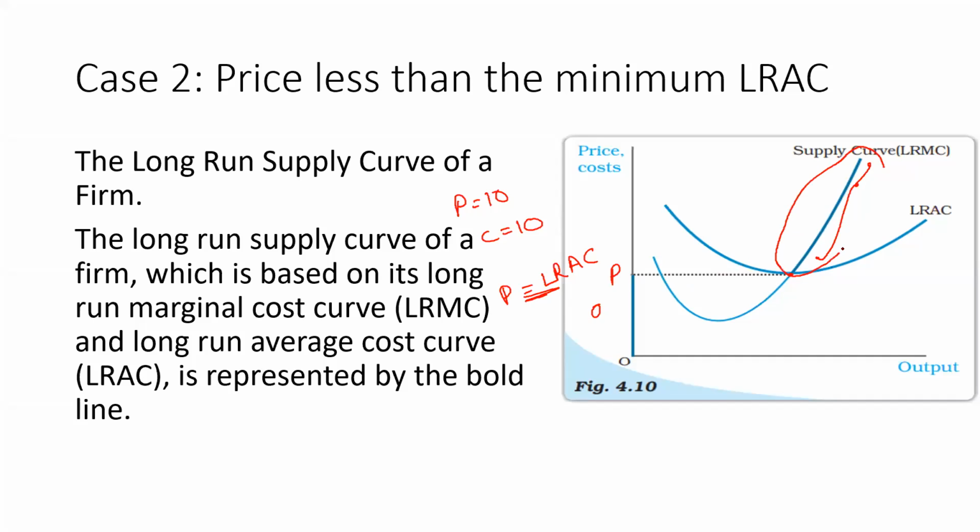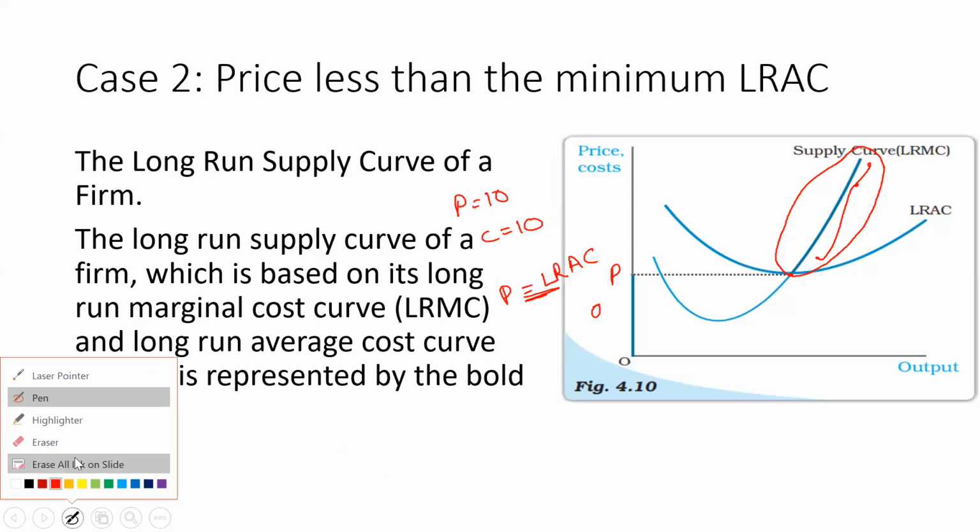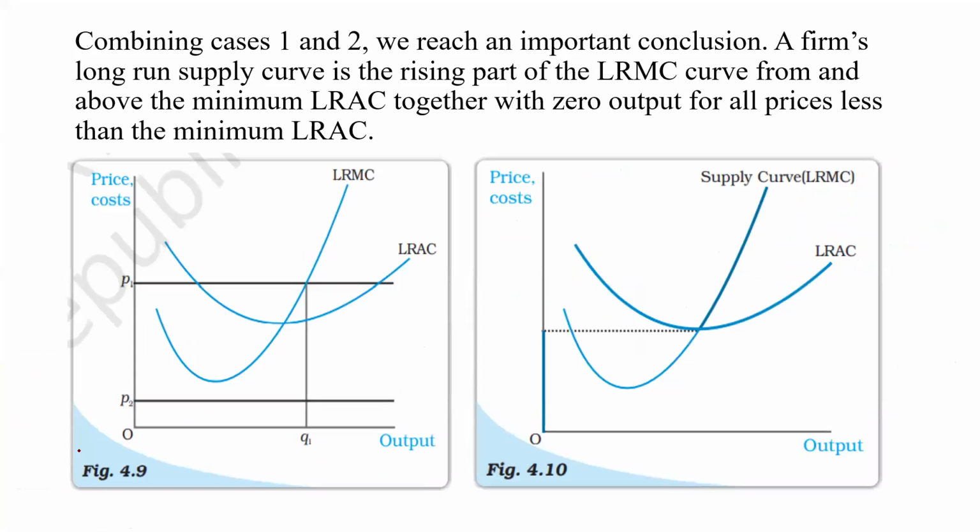The rising part of the long run marginal cost curve, we will use it as a supply curve for the firm. So next, we are combining graph 1 and 2, case 1 and 2. So the same explanation given over here, which you have studied already. So what happens in both graphs? What is happening here in both graphs?